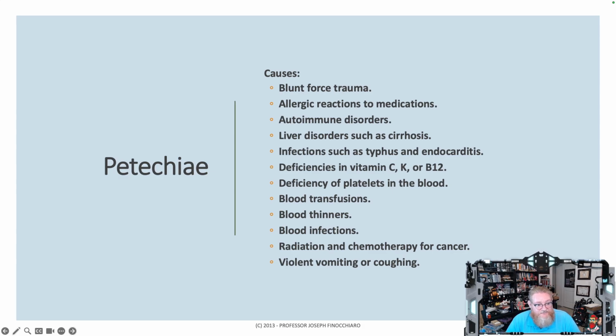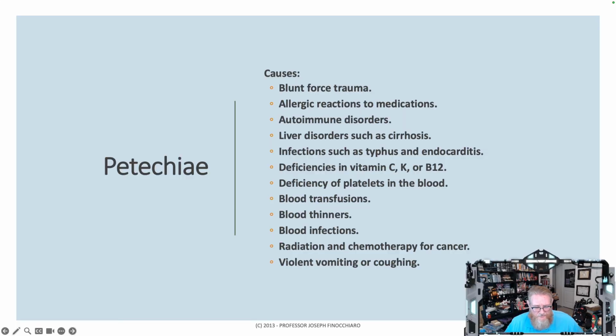So what are some causes of petechia? Blunt force trauma, allergic reactions to medications, autoimmune disorders, liver disorders such as cirrhosis, infections such as typhus and endocarditis, vitamin C, K, or B12 deficiency, deficiency of platelets in the blood, transfusions, blood thinners, blood infections, radiation and chemotherapy for cancer, and violent vomiting or coughing.